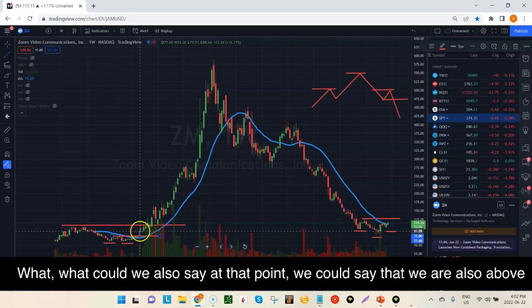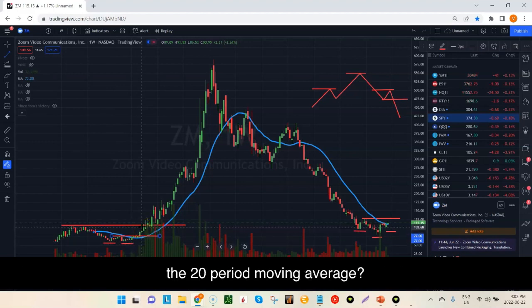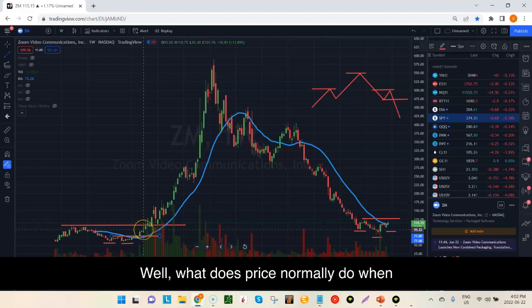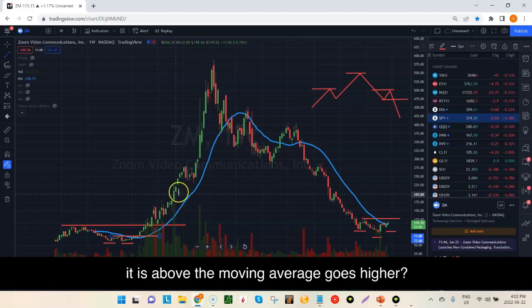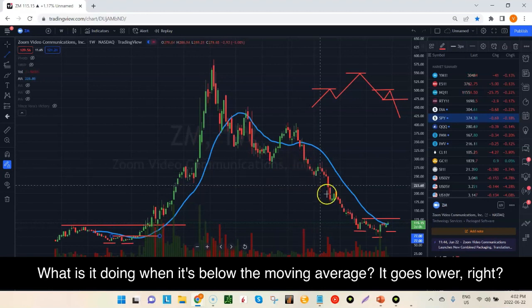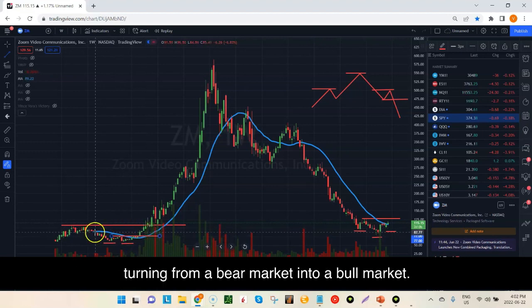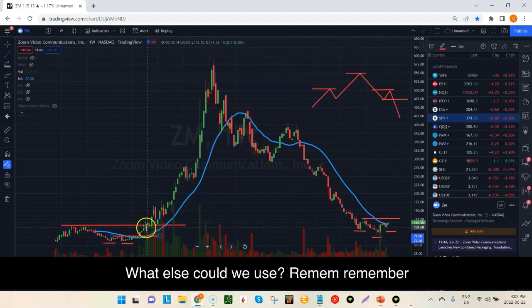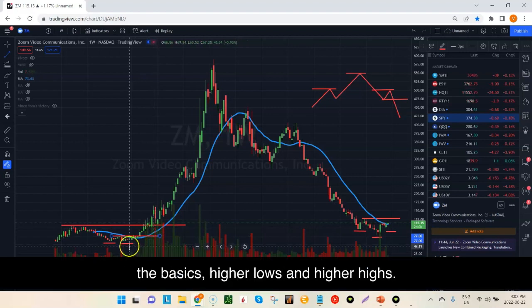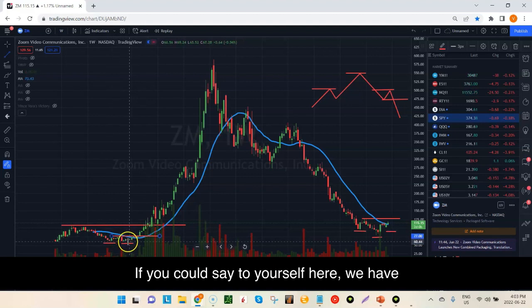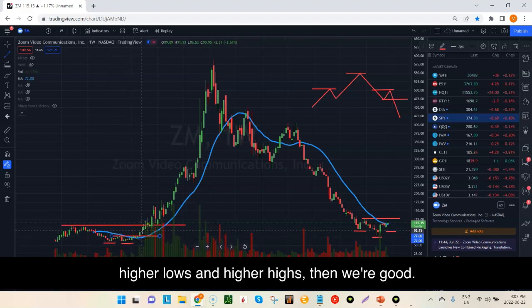What could we also say at that point? We could say that we are also above the 20-period moving average. Well, what does price normally do when it is above the moving average? It goes higher. What does it do when it's below the moving average? It goes lower, right? So we already had an indication here that we had found a bottom and we're turning from a bear market into a bull market. What else could we use? Remember the basics. Higher lows and higher highs. If you could say to yourself here, we have higher lows and higher highs, then we're good.